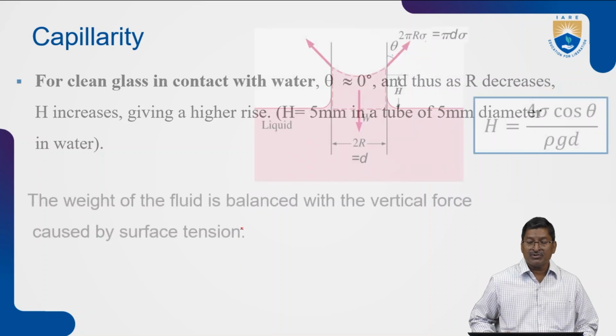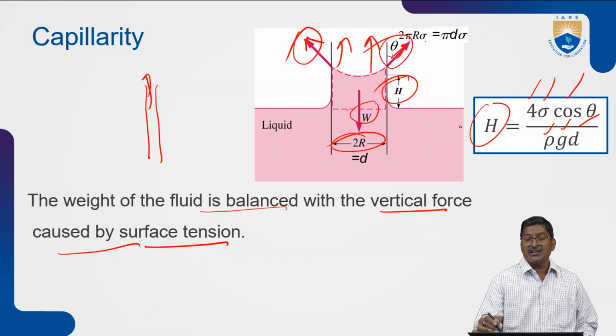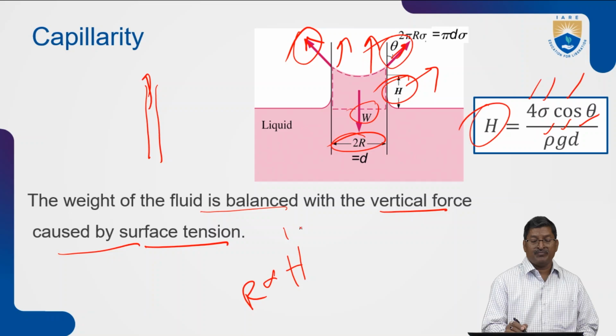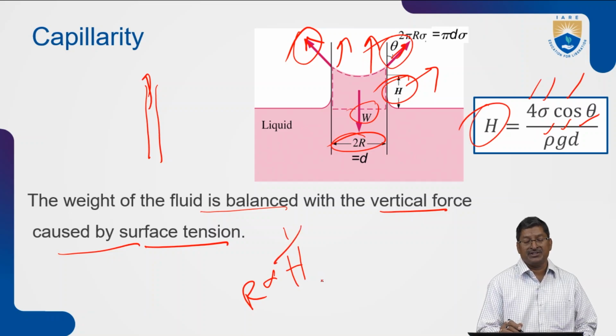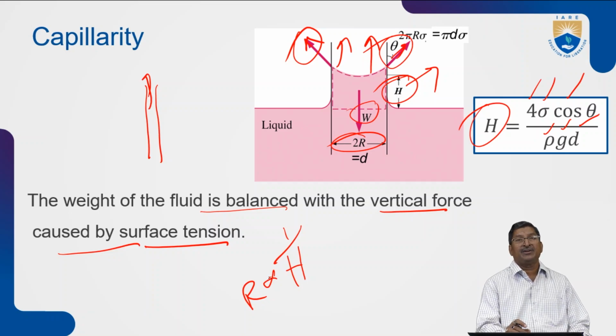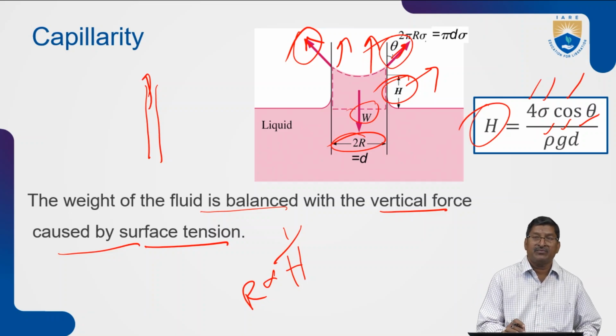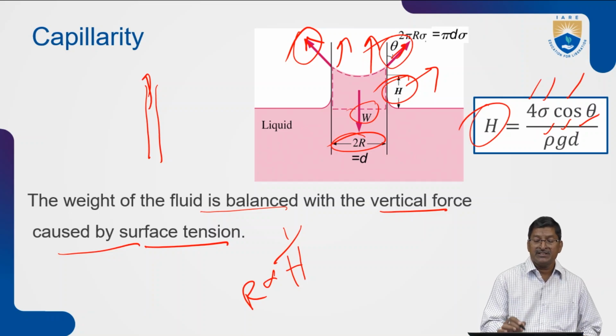So what is R and what is H here? H is the height of rise of the fluid, water or liquid, inside the small tube. And R is the radius of the small tube. So R and H are inversely proportional. If one is rising, the other is decreasing. If you want more height, you have to use a lesser diameter. So for a lesser diameter tube, the rise of liquid will be more.